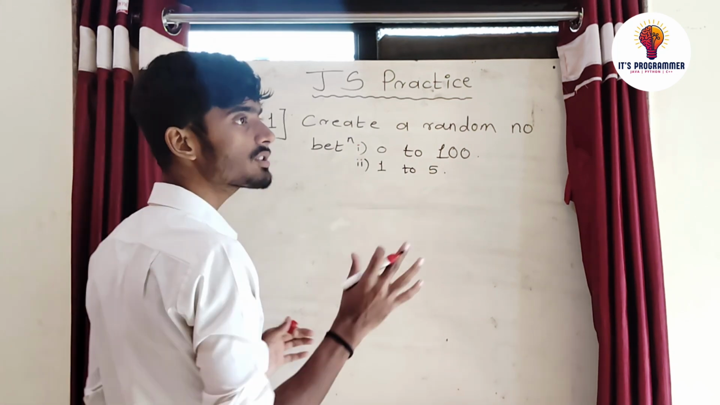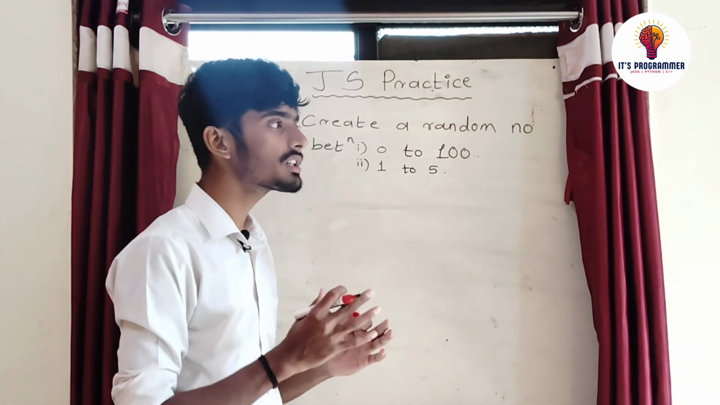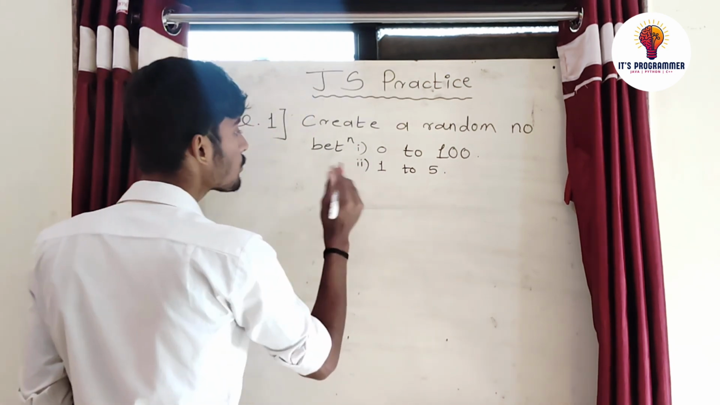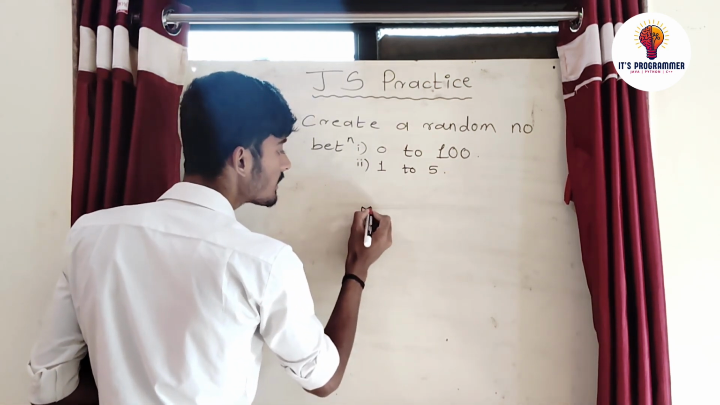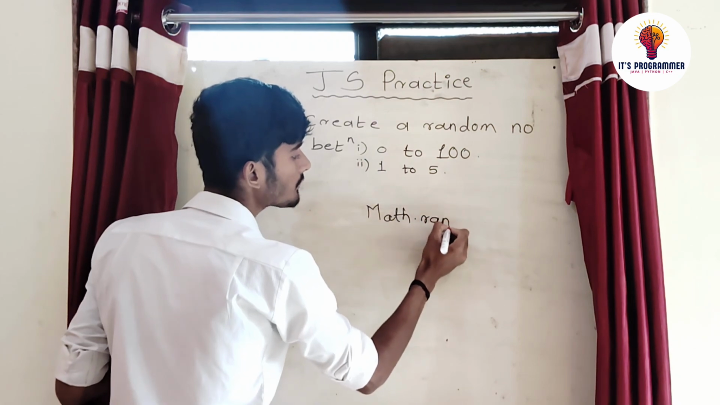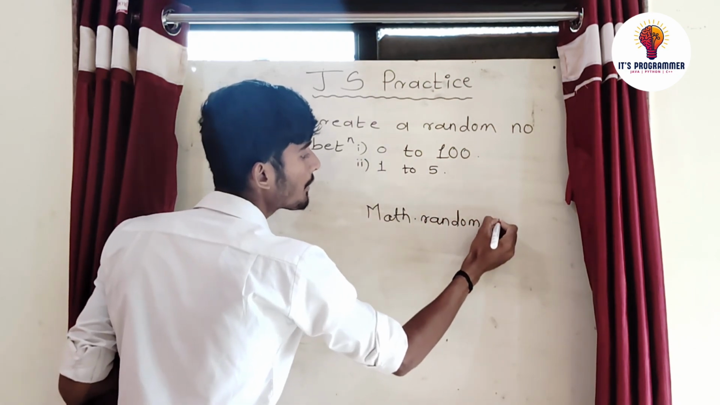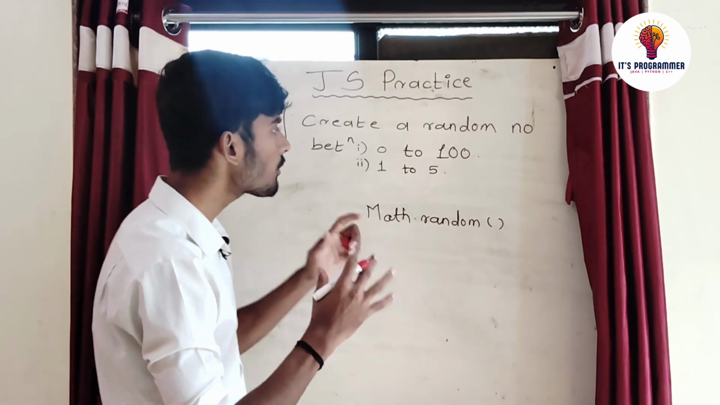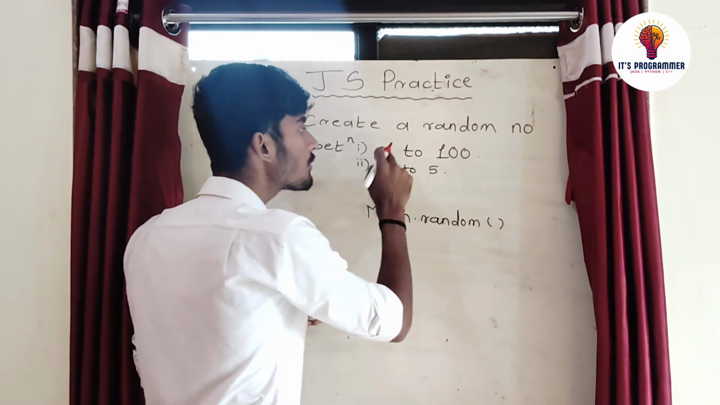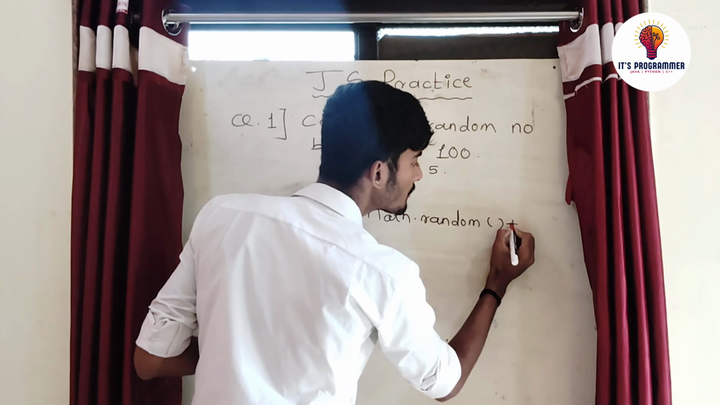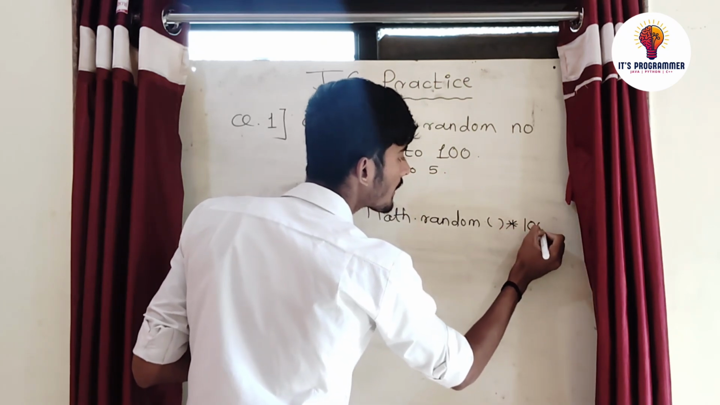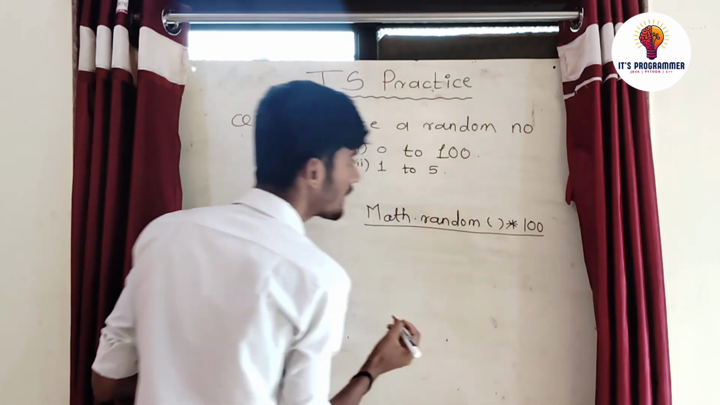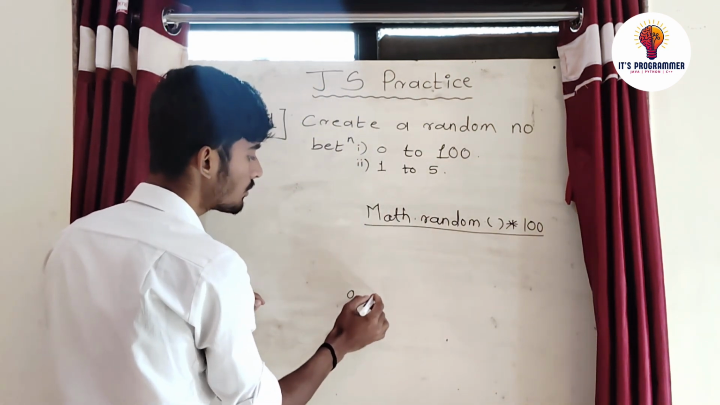There is a JavaScript function, Math.random, which generates a random number between 0 and the limit till which you want. So which is that function? The function is Math.random. Math.random will generate a number in between 0 to 1. What we want is a number from 0 to 100, so we will simply multiply here by 100. This line will generate a random number in between 0 to 99.